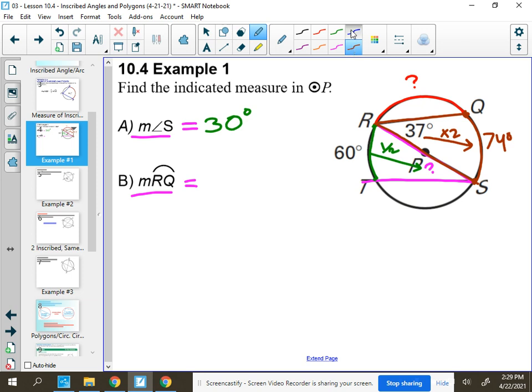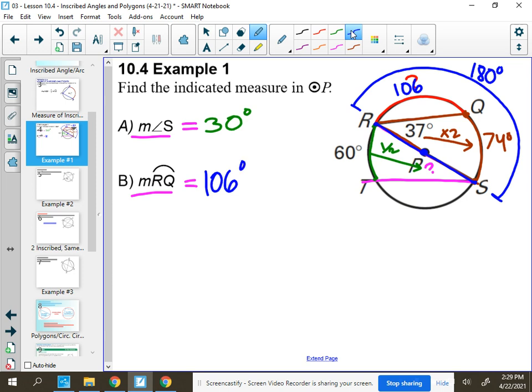I think the other big thing that we need to see here is that I've got segment RS, which is a diameter. We saw that in the previous lesson. Because that's a diameter, I know this semicircle from here to here must measure 180 degrees. So therefore, I can go 180 minus our 74 that we figured out was the measure of arc QS and say, okay, I got it. The measure of arc RQ has got to be 106. So a little tougher there, I think, for the second one, for part B. That's where we should end up.